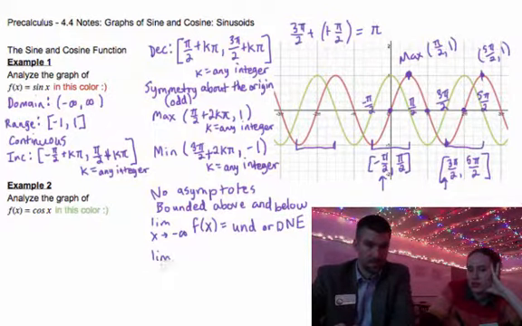And same with the limit as x approaches positive infinity of f of x. The limit does not exist.